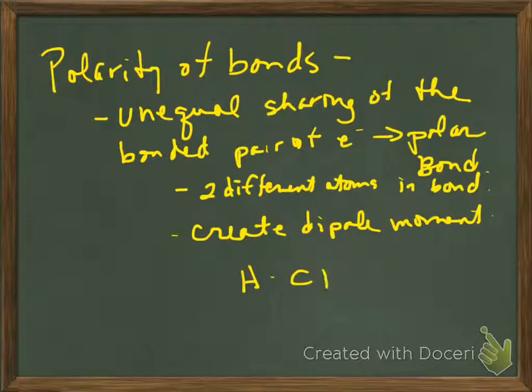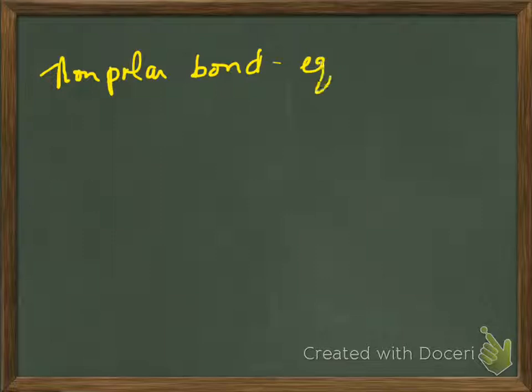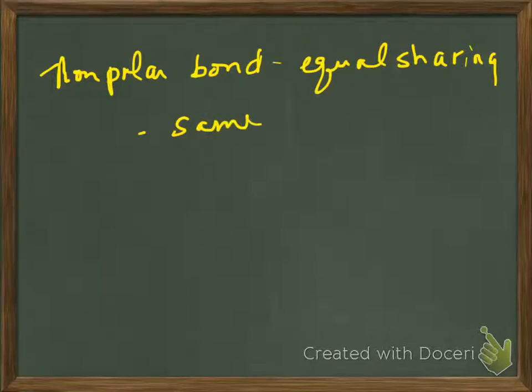So for HCl, chlorine has a higher electronegativity, so it is going to have a partial negative charge. Hydrogen is going to have a partial positive. This difference is the dipole moment. I will have a non-polar bond if there is equal sharing of that bonded pair of electrons, and this is between two same atoms.